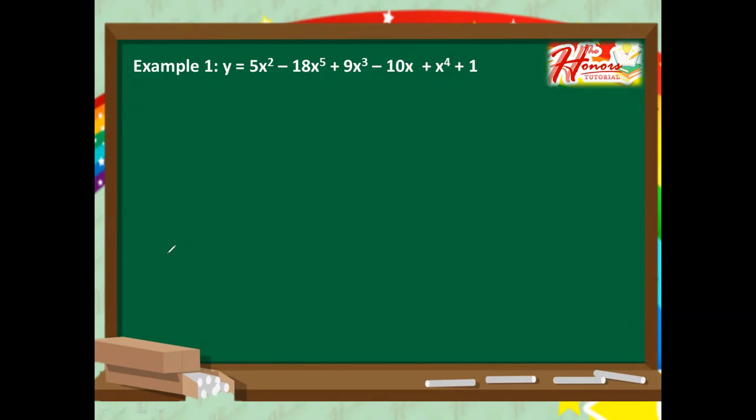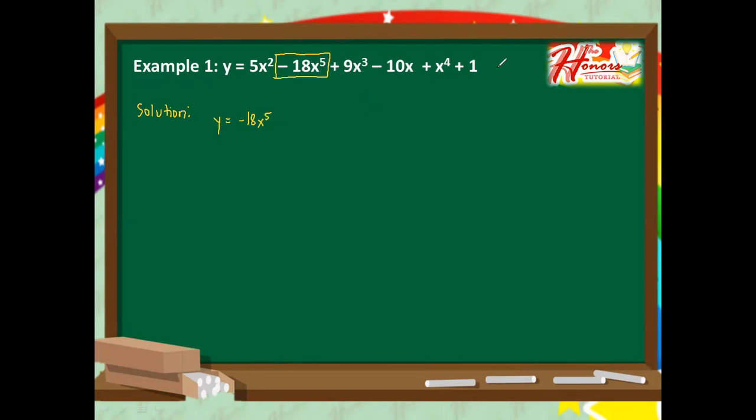So let us have our solution here. Let's look for the highest exponent here. Is it 2? No. Is it 5? Yes, it is 5. So therefore, we have to have negative 18x raised to 5 first. So we have here y equals negative 18x raised to 5. And then remember, in decreasing order, meaning from greatest to least.